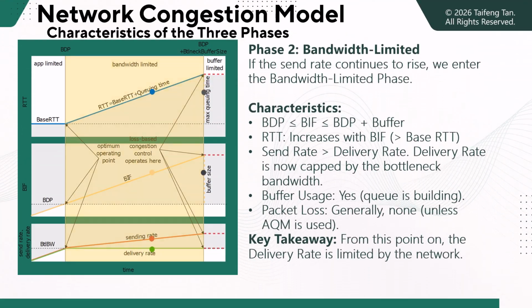If the send rate continues to rise, we enter the bandwidth limited phase. Its features are just as clear. Bytes in flight is between BDP and BDP plus buffer. RTT increases above base RTT and varies with bytes in flight. Send rate is greater than delivery rate. Delivery rate is now capped by the bottleneck bandwidth. Send rate can still increase, but delivery rate is flat. The queue is building. In theory, with no active or failure-based drop, this phase still has no packet loss. From this point on, the delivery rate is limited by the network.